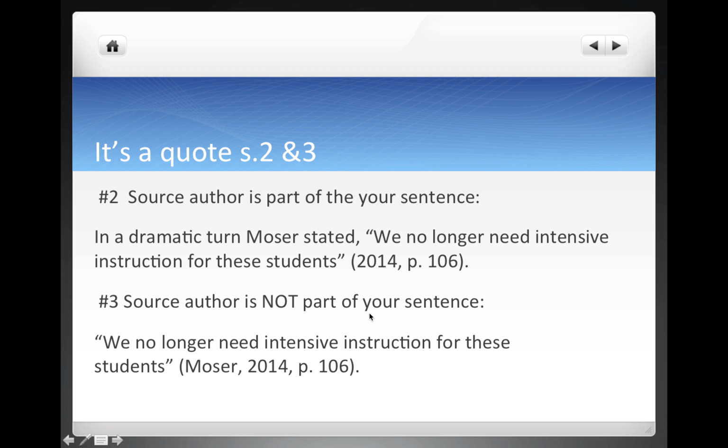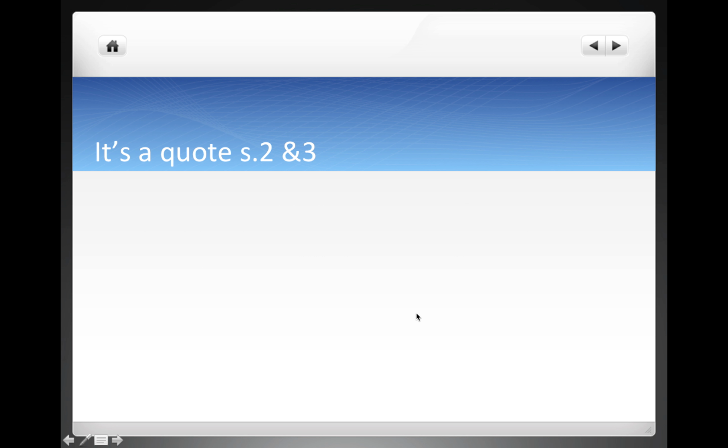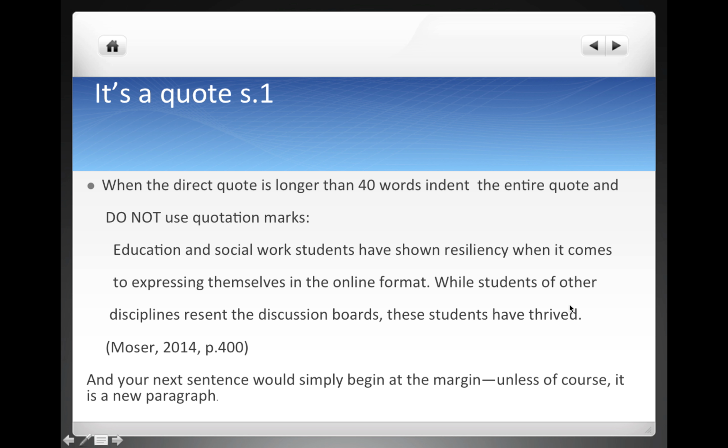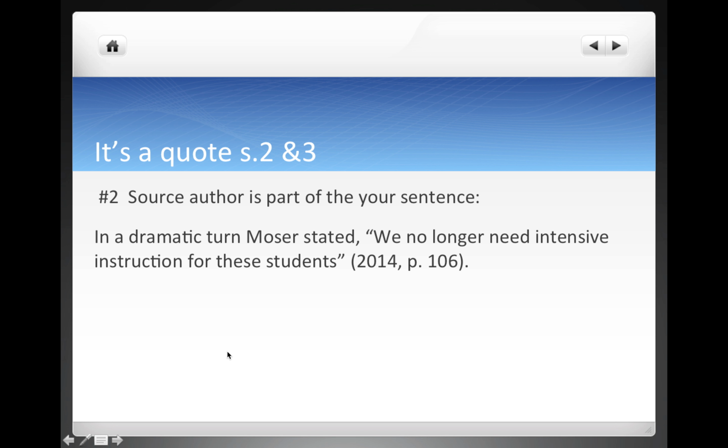And here's another one. Source author is not part of your sentence, so instead of introducing the quote, you just are giving the quote. We no longer need intensive instruction for these students. Now I need to put all 3 components within the parentheses. Author, comma, year, comma, page number, end of parentheses. And again, the period would go in a normal place. It's only when you have that large quote that the period actually goes before the parentheses.